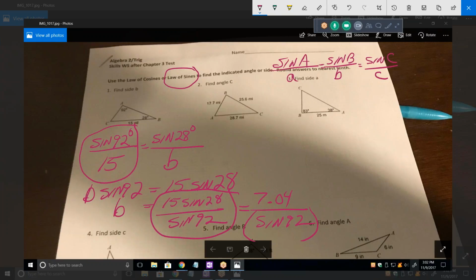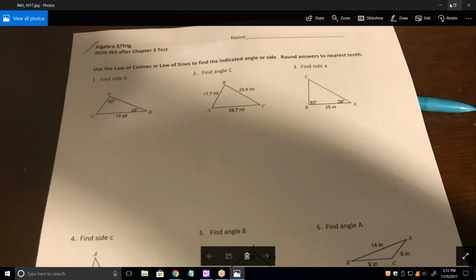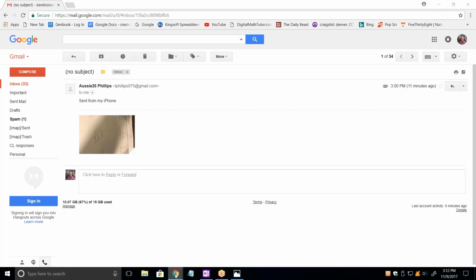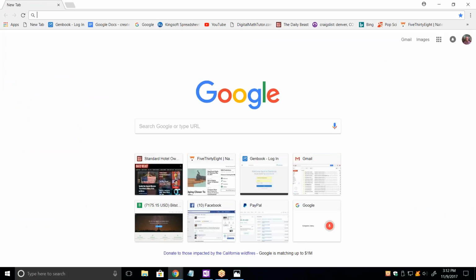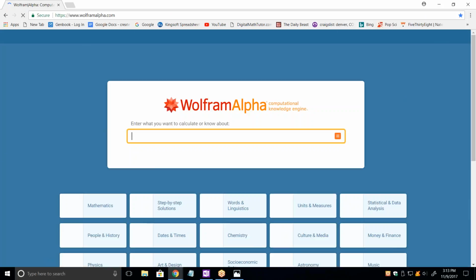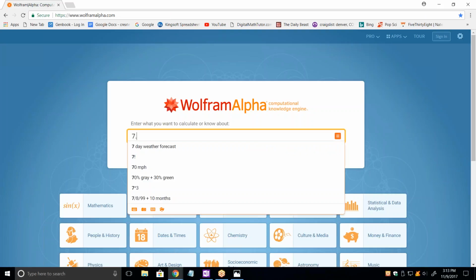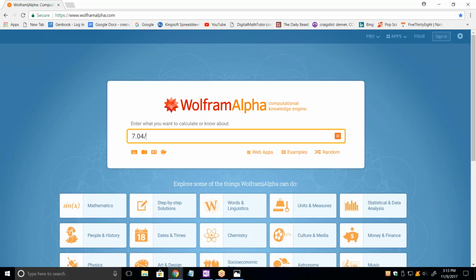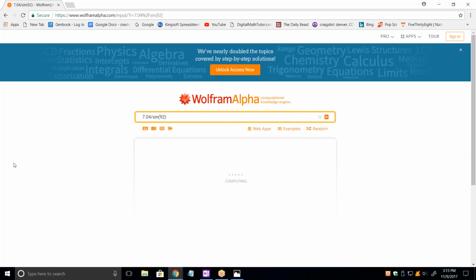I got 0.076. All right. You're doing something wrong. 7.04 divided by the sine of 92 degrees. I will do it on my Wolfram Alpha. 7.04 divided by the sine of 92. Oops, not the sun, the sine. And it'll tell me whether I put it in there right or not.